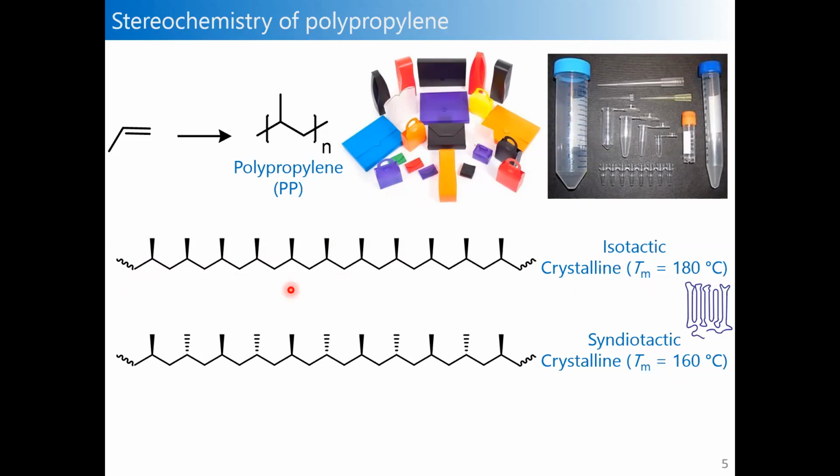Another possible conformation is that every alternating methyl group goes back and forth with respect to the plane of the methyl chains. That gives rise to what is called syndiotactic in polymer chemistry terminology, which has a slightly lower melting point because the arrangement is a little more disordered now.